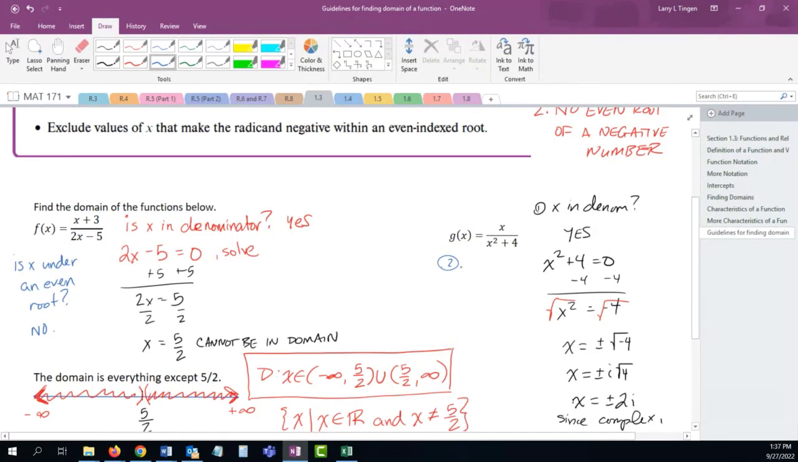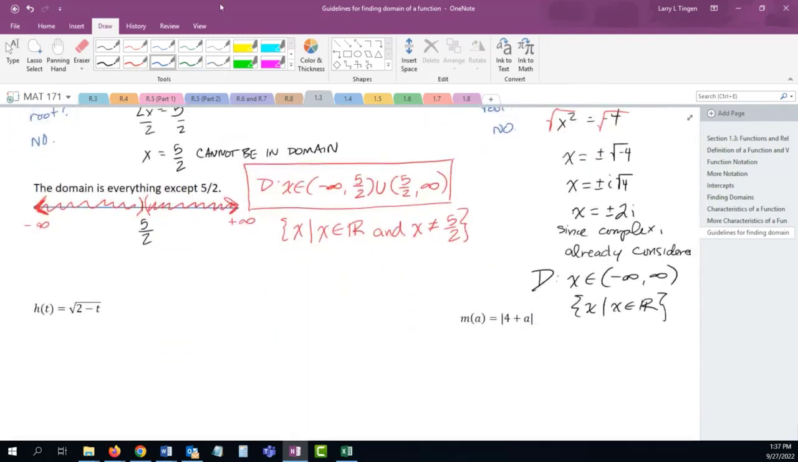The second question is, is x under an even root, and the answer is no. So that means I don't have to worry about that step over there. So step 1 is x in the denominator. Yes, work it out, figure out what's included, what's not included. Then come back, do the second question, is x under an even root? No. So we don't have to worry about that one.